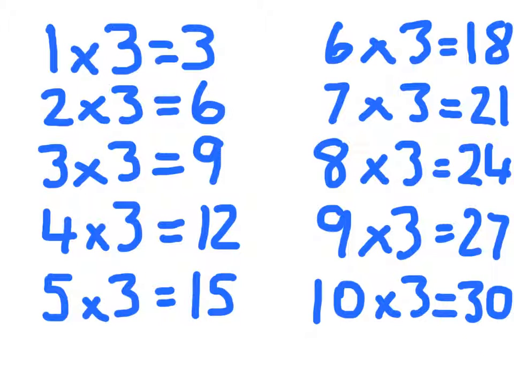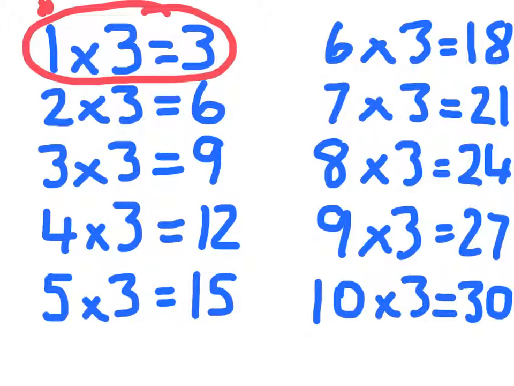Which of these facts have you already learnt? I'm going to loop the ones that I think we already know, okay? I think we'll start up here in the left-hand corner. I think we know 1 times 3 is 3. One group of 3 is 3.